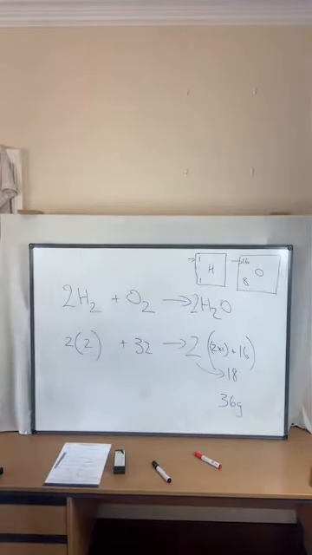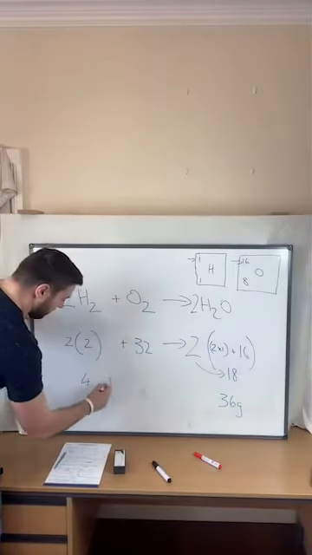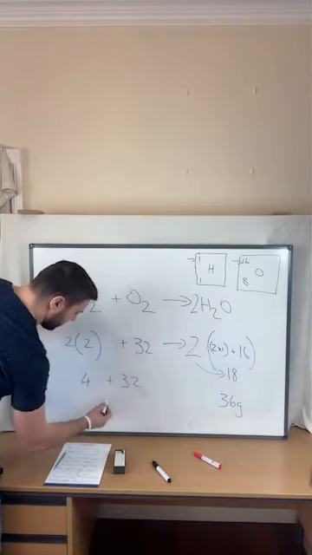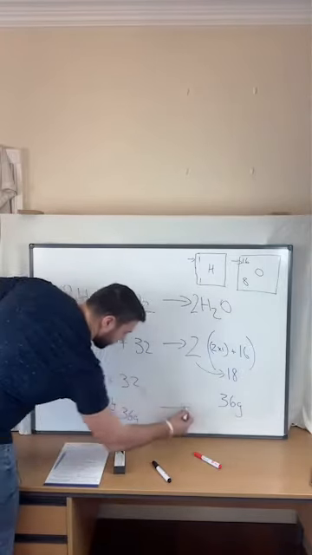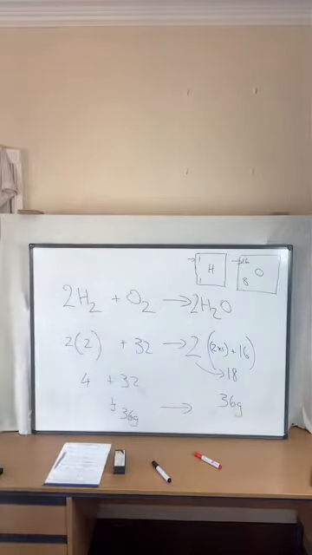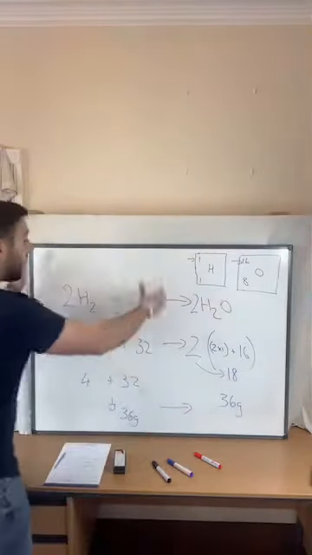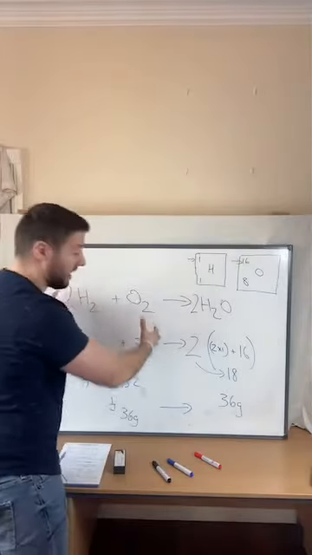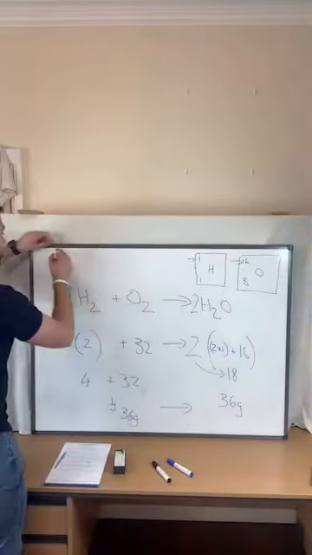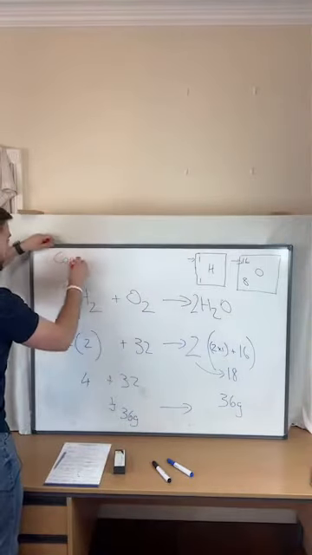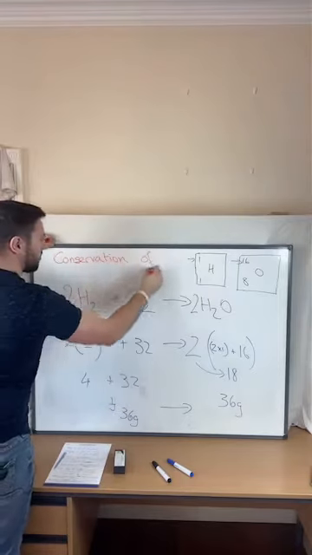Now if we look at the left hand side and the right hand side, 2 times 2 is going to be 4, plus 32. If we add those together, that's also 36. This is what we call the conservation of mass. Whatever we had on the left hand side in terms of its mass is going to be present somewhere on the right hand side as well. Like I was saying, this is called a conservation of mass.